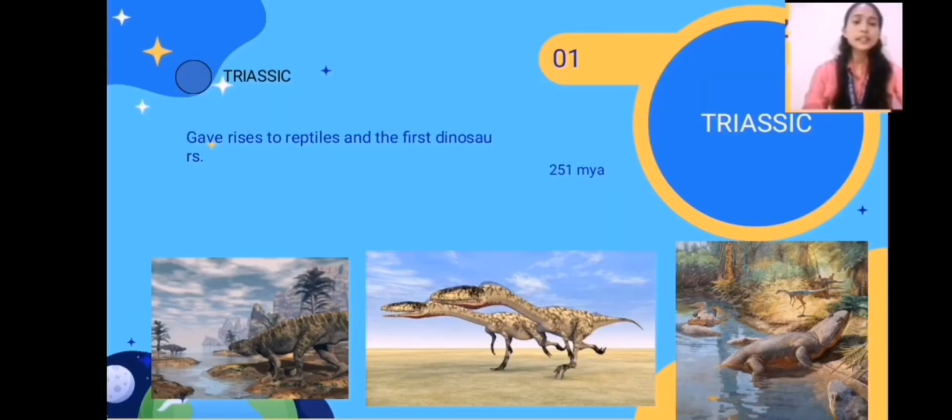So, we come now to the first period of the Mesozoic era, which is the Triassic period. The Triassic gave rise to the reptiles and the first dinosaurs around 251 million years ago. So, what did Earth look like during the Triassic period? Although the supercontinent Pangaea existed throughout the Triassic, the forces that formed it immediately began to pull it apart.